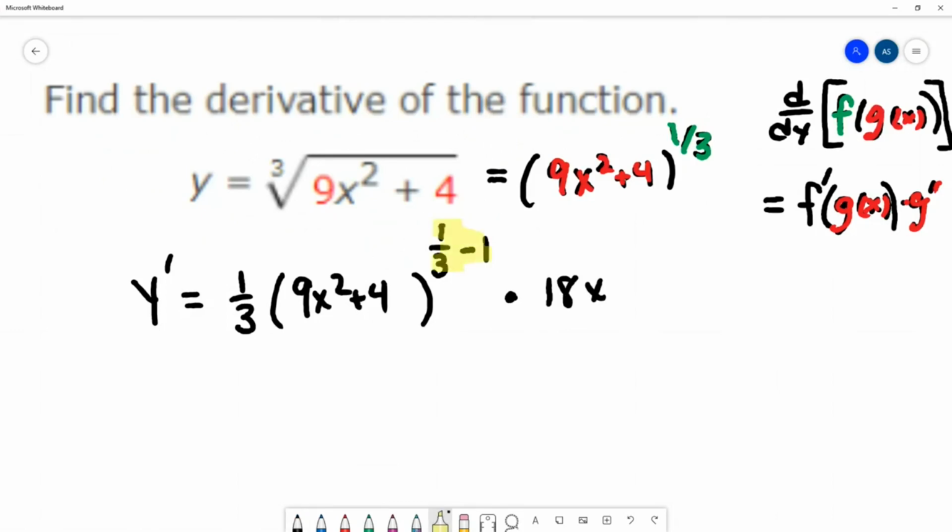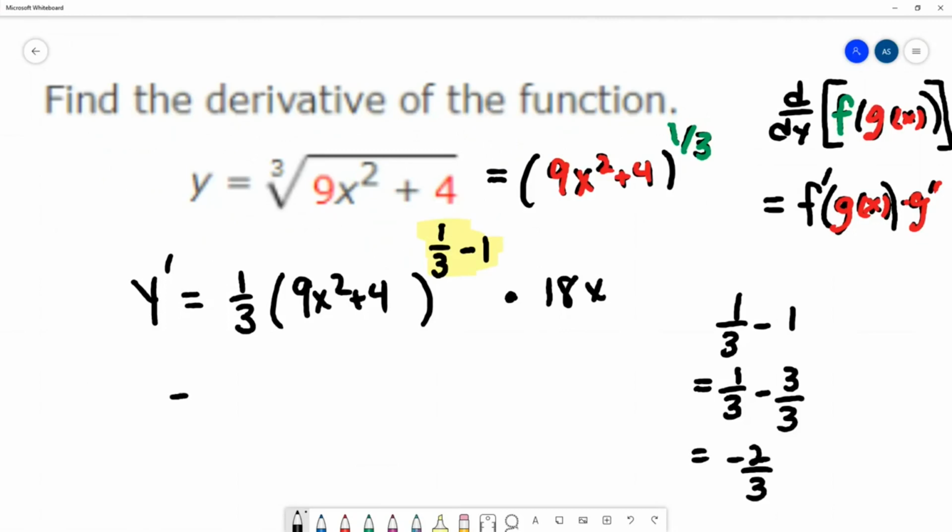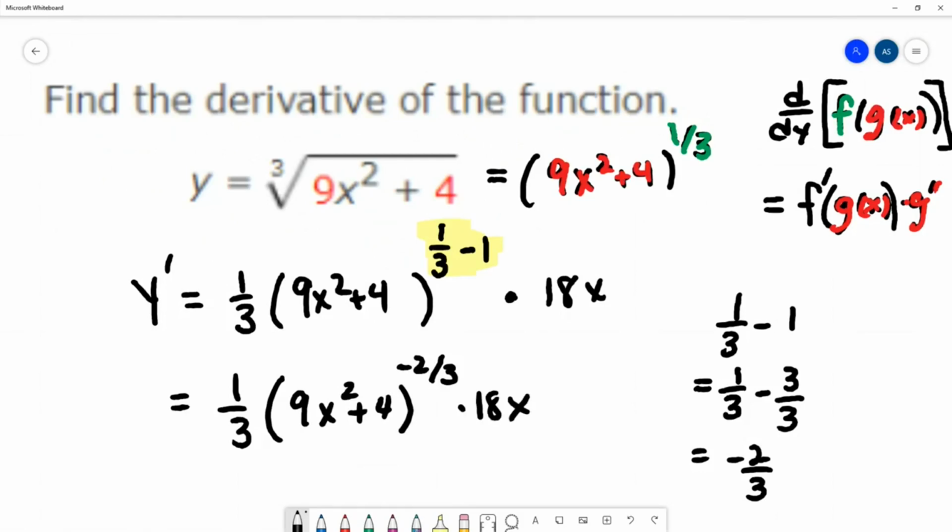So then I need to simplify this. 1/3 minus 1. That's 1/3 minus, I'm going to need a common denominator, 3 over 3. And 1/3 minus 3 over 3 is negative 2/3. So it's going to give 1/3 times 9x squared plus 4 to the negative 2/3 power times 18x.